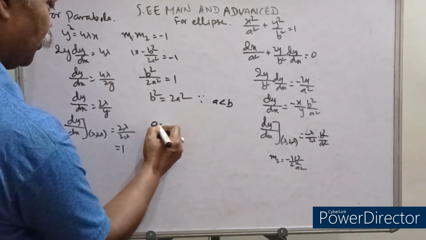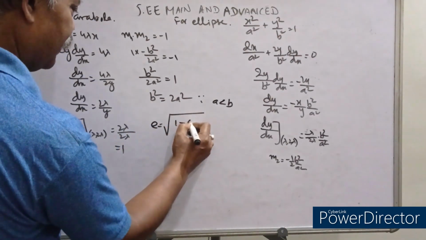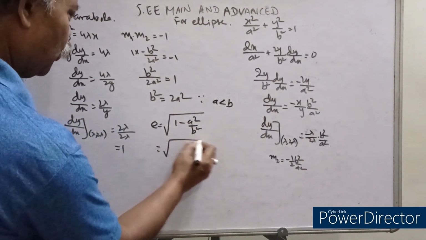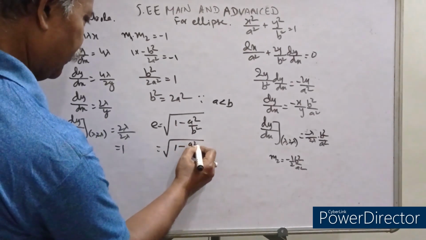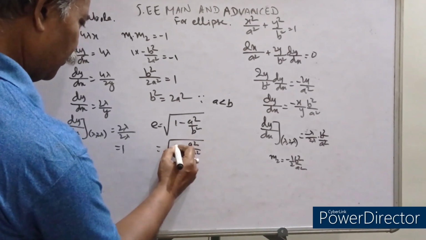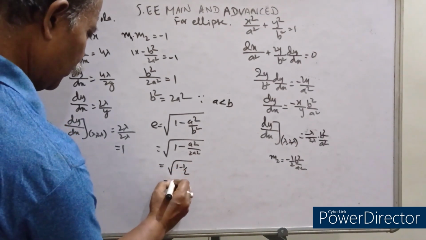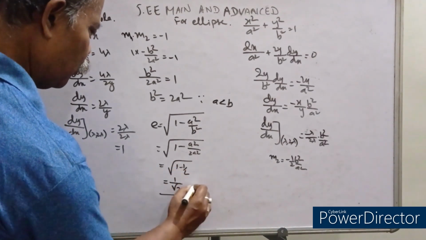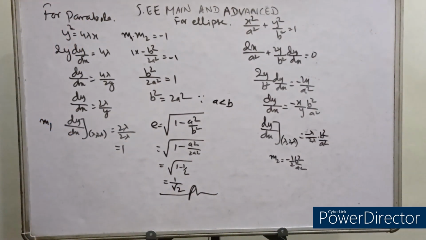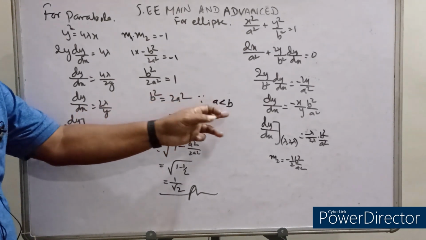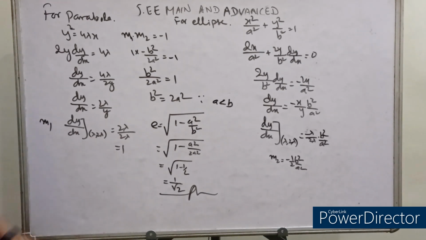So for that case your eccentricity will be root over 1 minus a square by b square. So this will be root over 1 minus a square by 2a square, which is equal to root over 1 minus 1 by 2. So your eccentricity will be 1 by root 2. This is your answer. You can see that this is a very easy question. From this you can decide that a is less than b, so your eccentricity is equal to 1 by root 2.